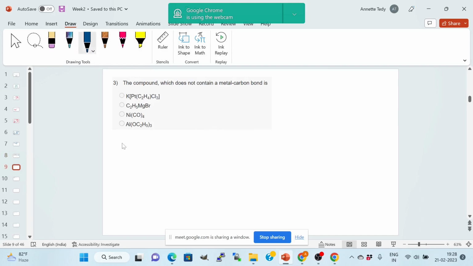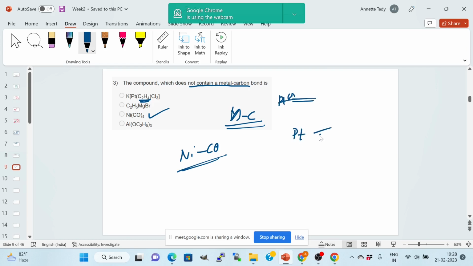This is another question from I think V2. This is a straightforward question. Which compound does not contain a metal-carbon bond? Which one does not have a metal-carbon bond? As we know, this is an organometallic compound. Nickel is bonding with carbon monoxide, so definitely there is a metal-carbon bond here. And this one also, see, this is C2H4. So platinum with C2H4. This kind of bonding is there. Draw it properly: C is here, C is here. So this platinum-carbon bond is there. So this is also not the option.